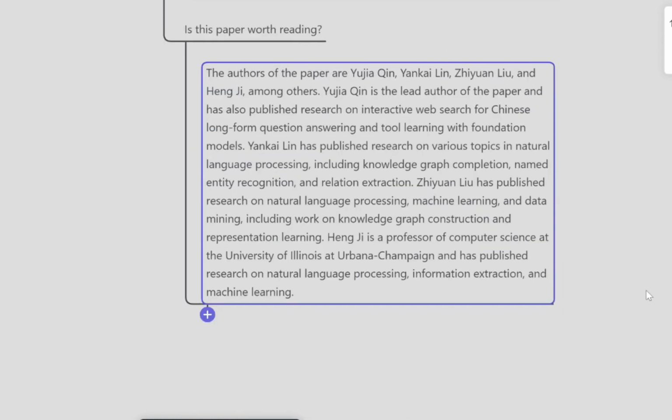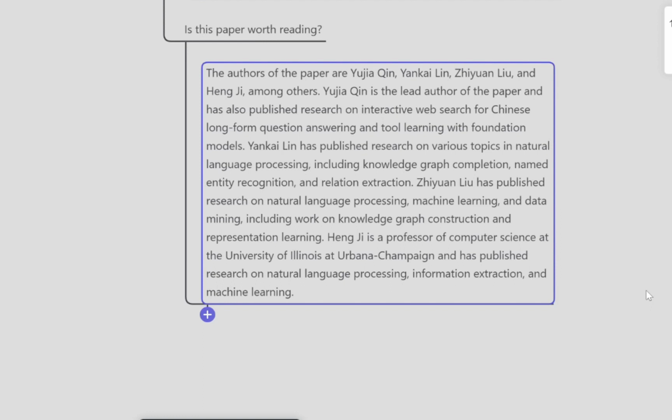Last but not least, is this paper worth reading? The authors of the paper are Yujia Qin, Yankai Lin, Ziyuan Liu, and Heng Ji, among others. Yujia Qin is the lead author of the paper and has also published research on interactive web search for Chinese long-form question answering and tool learning with foundation models. Yankai Lin has published research on various topics in natural language processing, including knowledge graph completion, named entity recognition, and relation extraction. Ziyuan Liu has published research on natural language processing, machine learning, and data mining, including work on knowledge graph construction and representation learning.